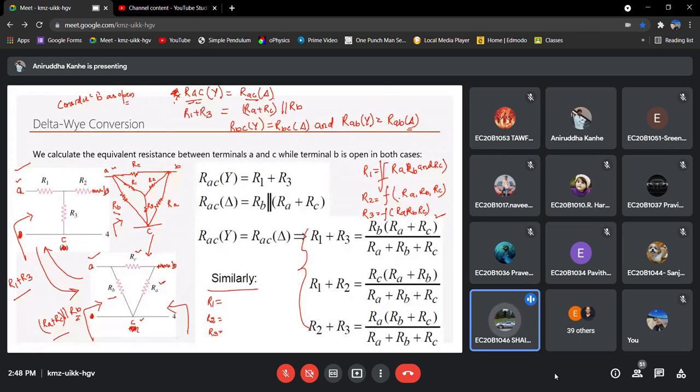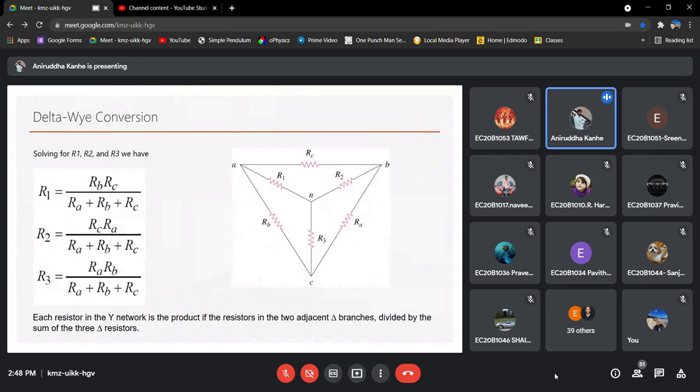So R1 is RB RC by RA plus RB plus RC. Let us see whether your answer is correct or not. R1 is RB RC divided by RA plus RB plus RC. Absolutely right. Similarly, R2 is RA RC divided by RA plus RB plus RC, and R3 is RA RB divided by RA plus RB plus RC. So in this way, you can write.